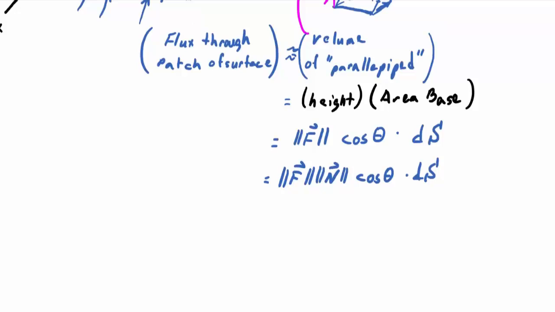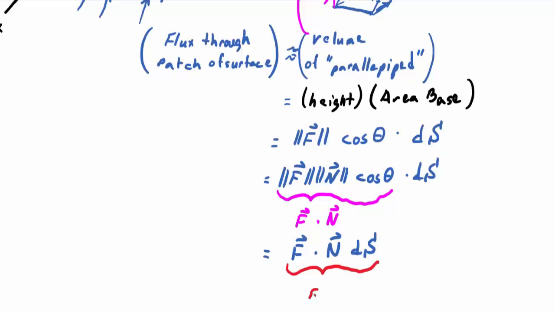Well, there's another name for the magnitude of F times the magnitude of n times the cosine of theta. It's the dot product of F and n. And so what we get, we'll call it a flux element. Our flux element is F dot n dS. And we're going to use this to create a flux integral. So let's call this a flux element. And we've essentially got it.